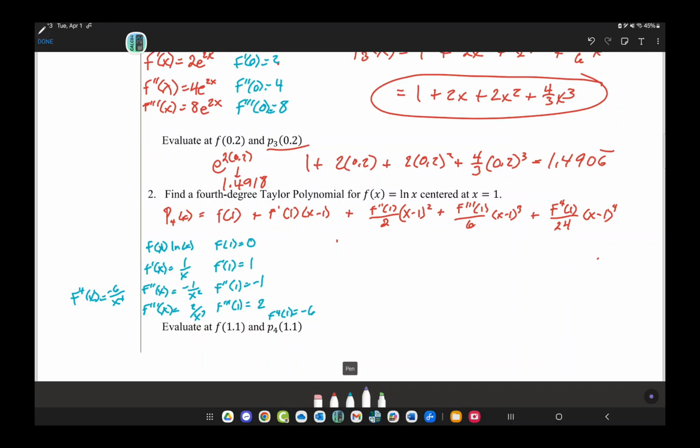So, plug all that in. We get P4 of x. f of 1 is 0. 1 times x minus 1. Negative 1 over 2 times x minus 1 squared. So again, I'll simplify all the negatives. We'll simplify this in a second. I'm just plugging back in.